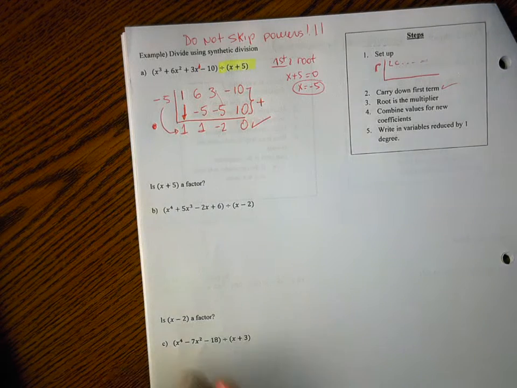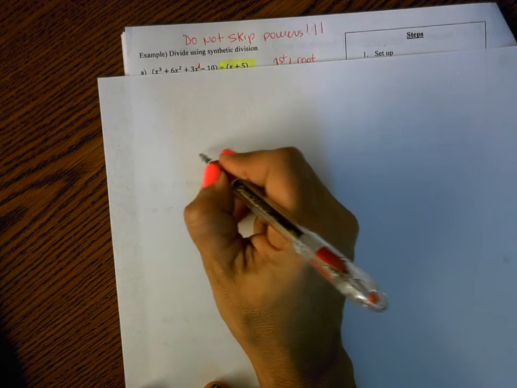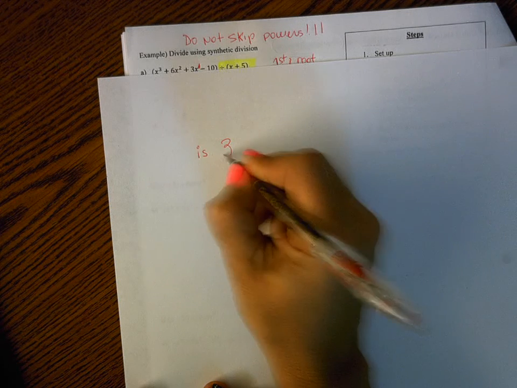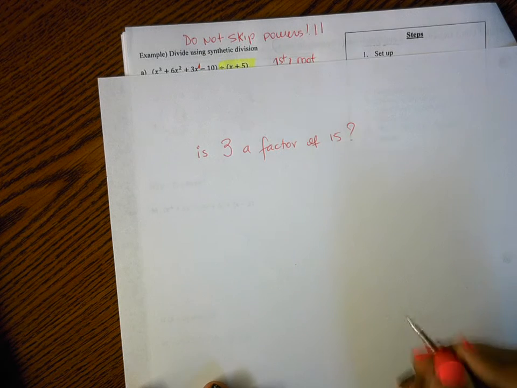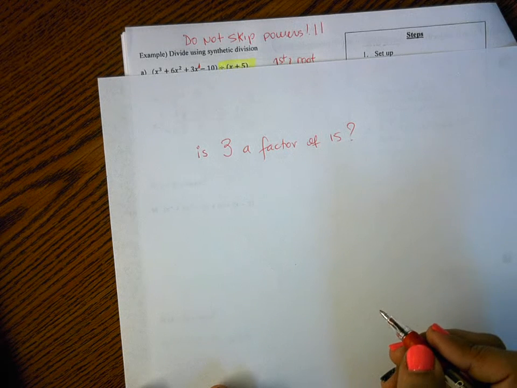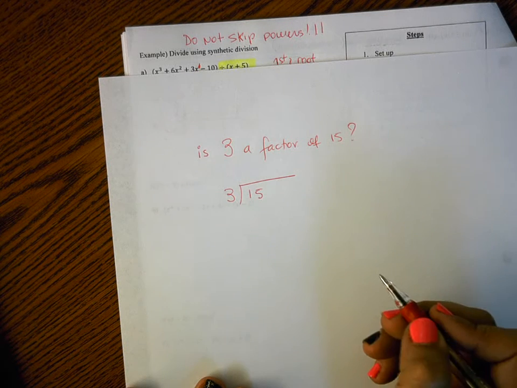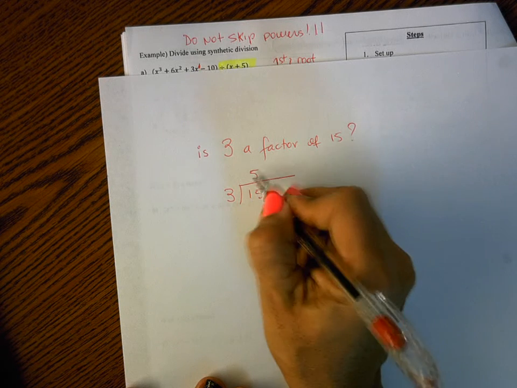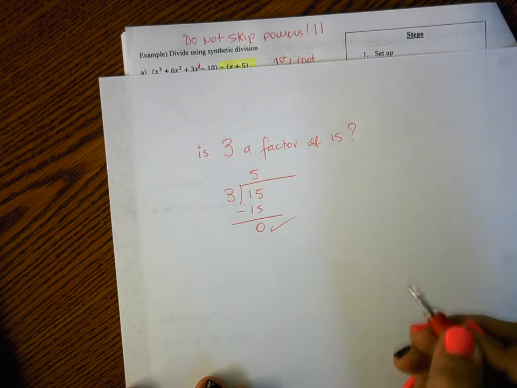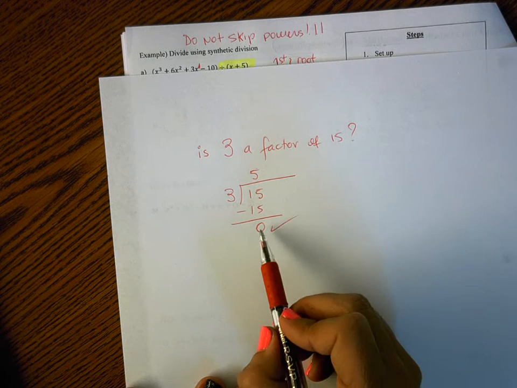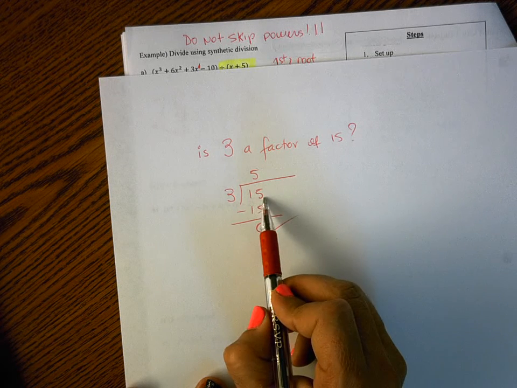Okay? Remember in 4th or 5th grade, if someone asks you, is 3 a factor of 15? Yes, because if I divide 15 by 3, well, 3 times 5 is 15, and when you subtract it, you get a remainder of 0. So yes, we want remainder 0 because that means that that value is a factor of what you're dividing.